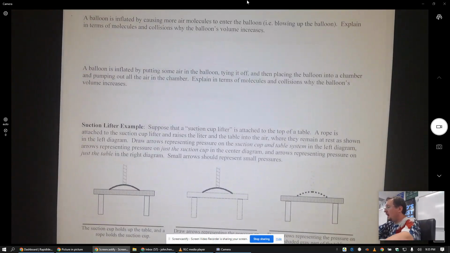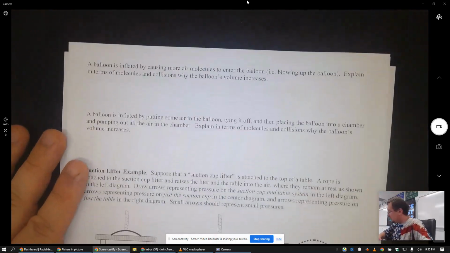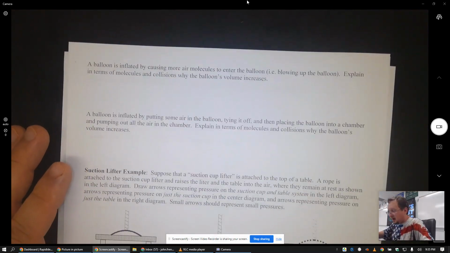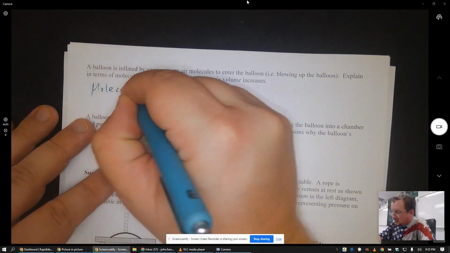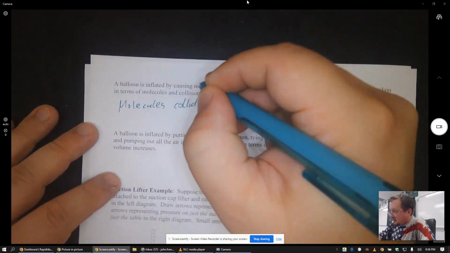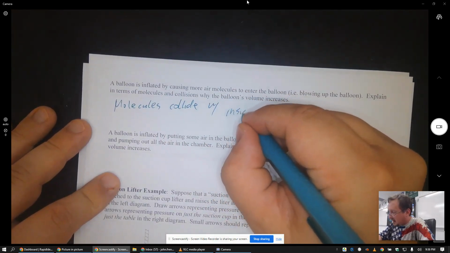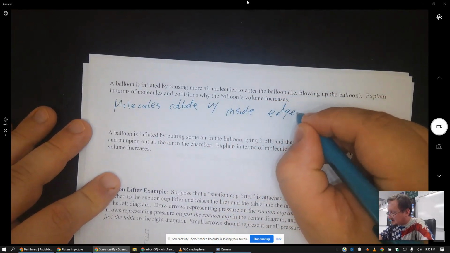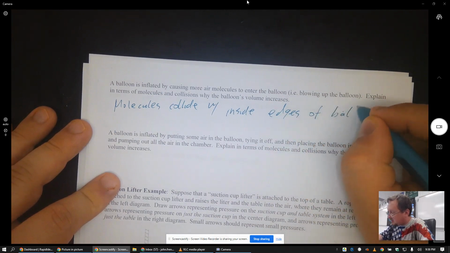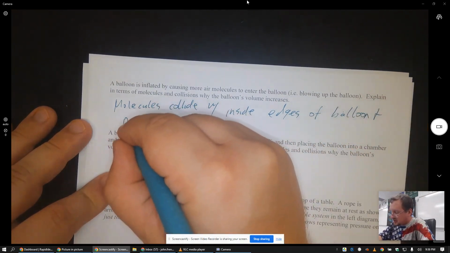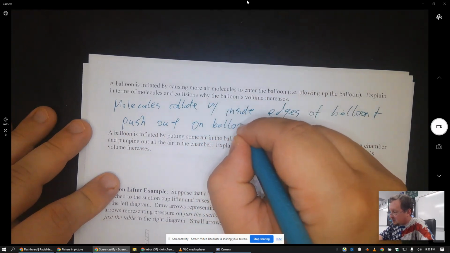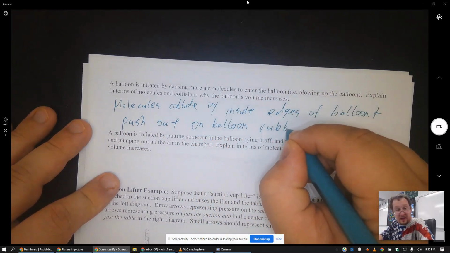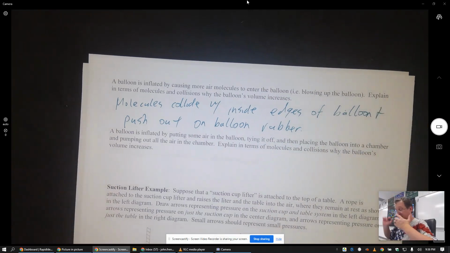Okay, so a balloon is inflated by causing air molecules to enter the balloon, i.e. blowing up the balloon. Explain in terms of molecules why the balloon's volume increases. Because the molecules collide with the inside edges of the balloon and push out on the balloon rubber. That's the idea. They push out on the balloon and the balloon expands.